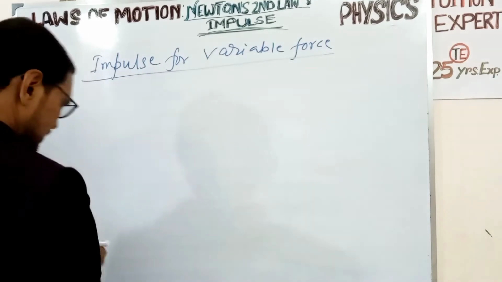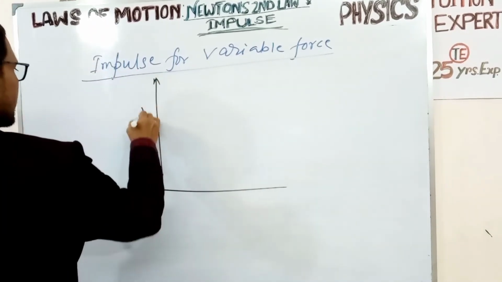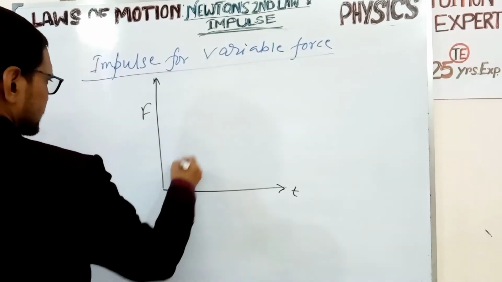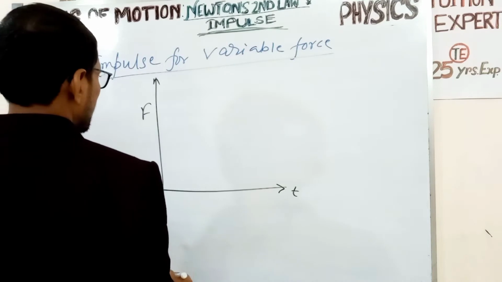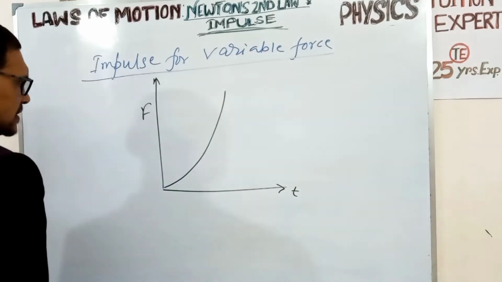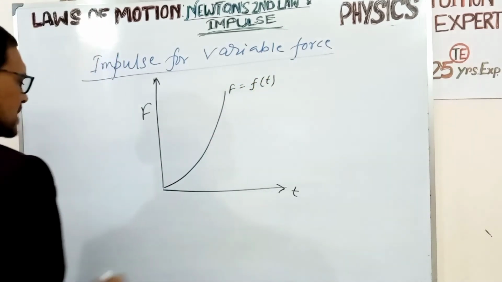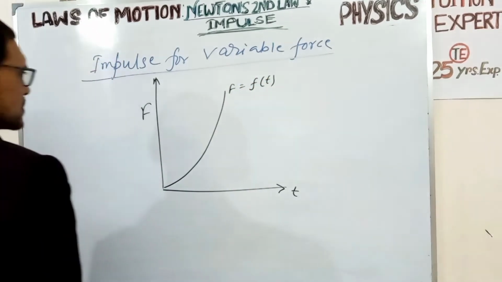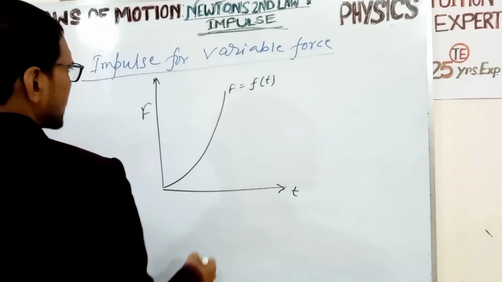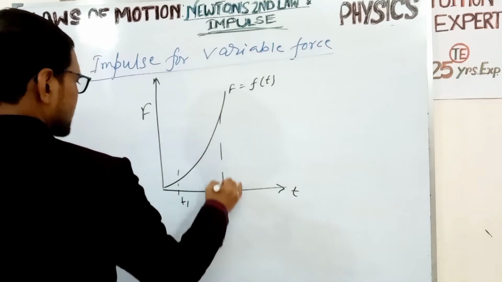Suppose this is force, this is time, and a force varies with time t. That is, force is a function of t. Now we know the area under the F-t graph is impulse. So here suppose from t1, this is t1, this is time t2.